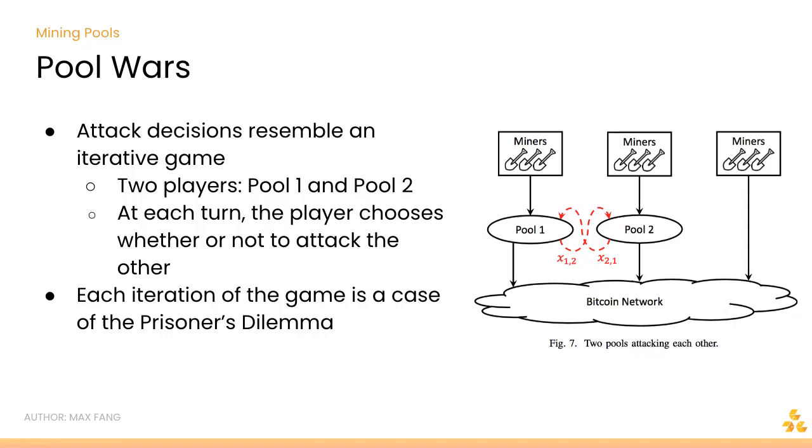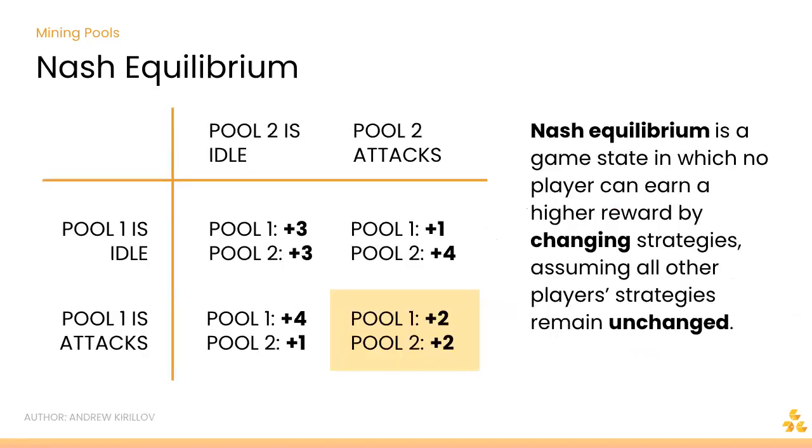So we want to be able to apply this to pool cannibalization, pool wars, all of this. In the prisoner's dilemma, there's something called the Nash Equilibrium, and it's essentially a game state in which no player can earn a higher reward by changing their strategy, assuming that all the other players' strategies remain unchanged.